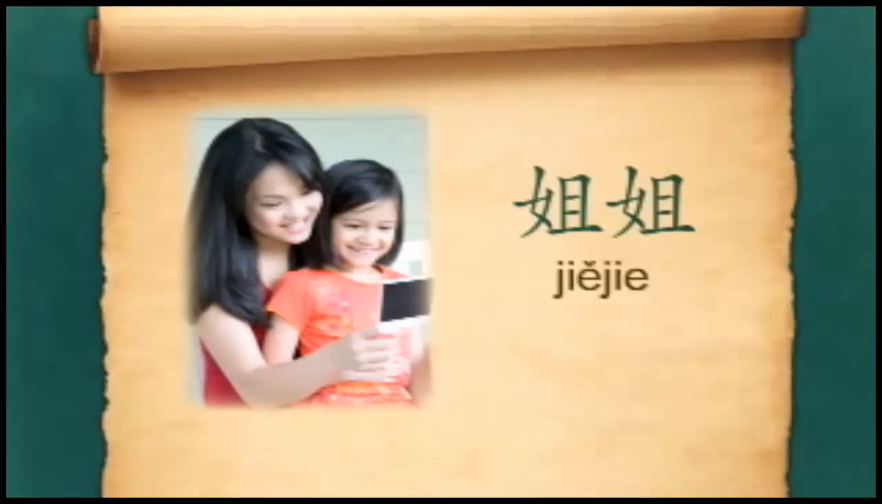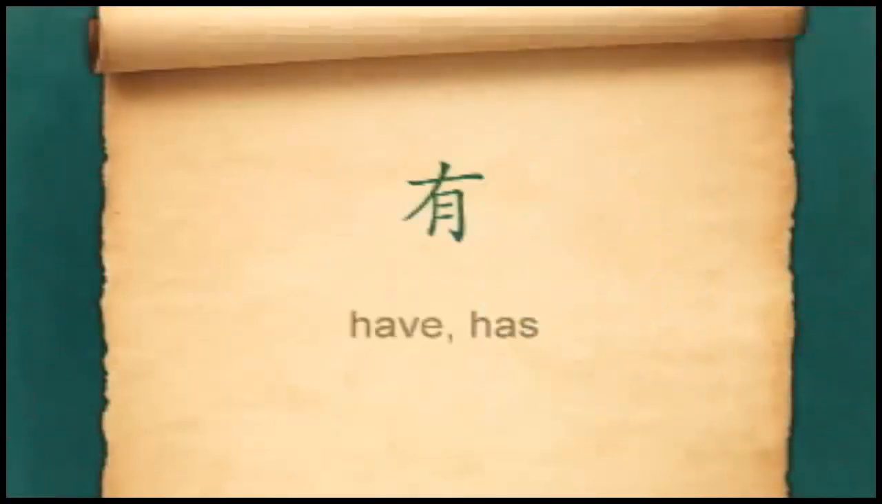好. What is the term for a younger sister in a family? Very good. 妹妹 is correct. Say it with me. 妹妹. The verb meaning to have or has is pronounced with the third tone. Can you say it for me? Not bad. Say it with me. 有.